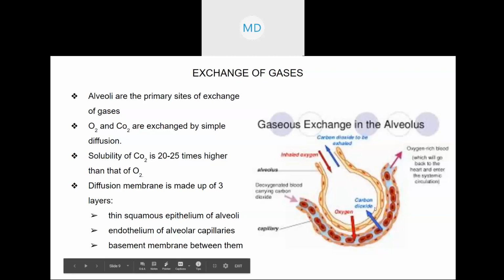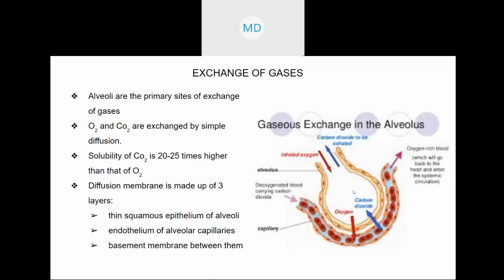Then the air present inside the alveolus will contain oxygen as well as carbon dioxide, and also some other gases present in the atmosphere. All these gases will be combined, found as a mixture inside the alveolus, inside the air sacs.